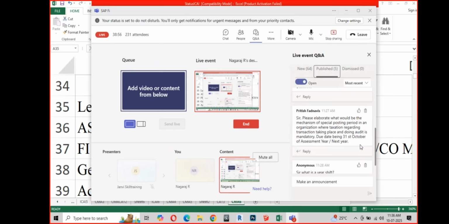Elaborate on a special posting period in an organization with taxation regime. Okay. All right.